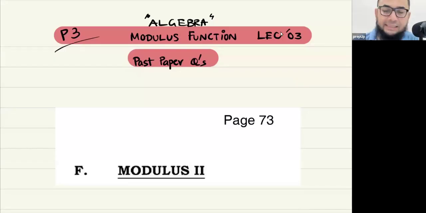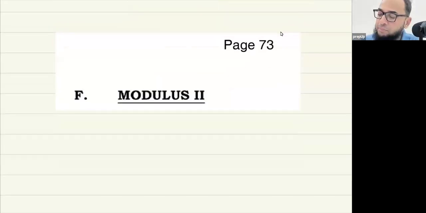So let's get started with the third lecture of algebra modulus function. We have already studied binomial expansion. This is the third and final lecture of modulus, and we'll be focusing on some past paper questions from the topical book. That is where we are looking at page number 73, exercise F.